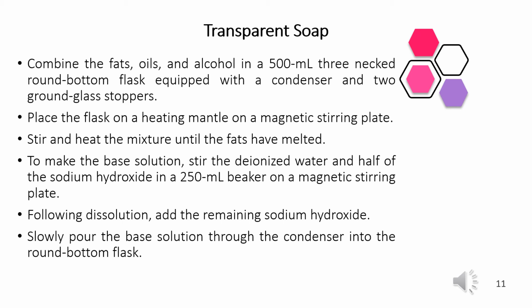Following dissolution, add the remaining sodium hydroxide. So, after the sodium hydroxide and the deionized water kept on the magnetic stirring plate have dissolved, we will add the further sodium hydroxide. Slowly pour the base solution through the condenser into the round bottom flask. So, when the sodium hydroxide is dissolved, we will pour the base solution through the condenser into the round bottom flask.